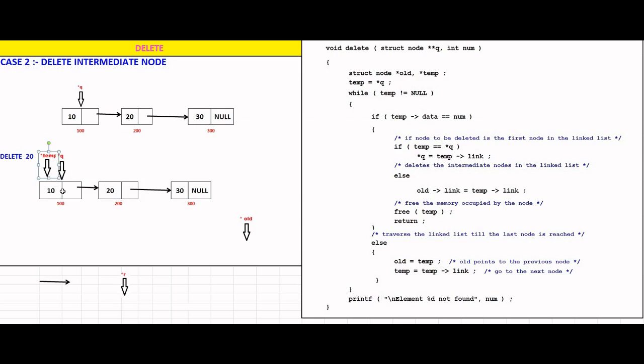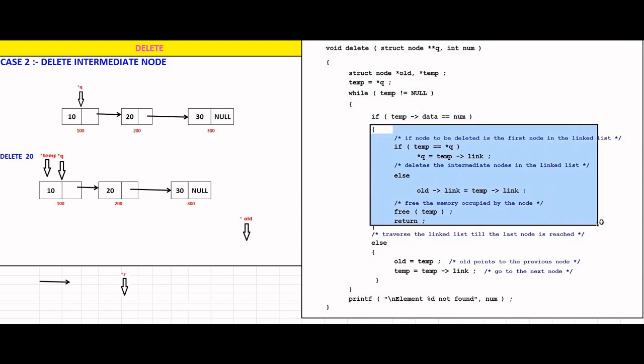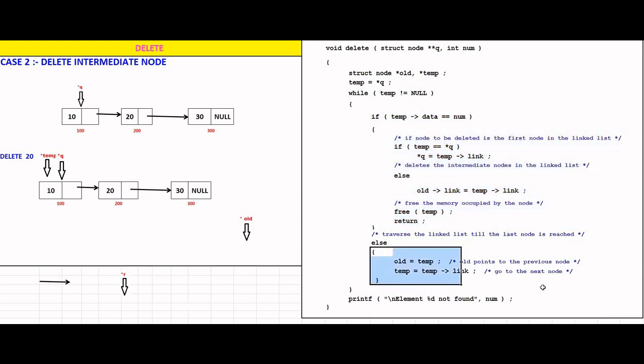Is temp null? No. If temp is not null, then we go inside. Temp is not null. Temp is having what? 100. So is temp of data equal to your number? What is temp of data? Temp of data is 10 and your number is 20. Are they the same? No. If no, then we go to the else part. This is the if. This condition we found false. So we go to the else part of this if. True part of this if is this and else part is this. So see, old is equal to temp, meaning wherever the temp is, we put old over there, and temp is equal to temp of link.